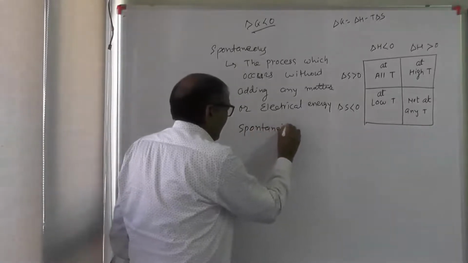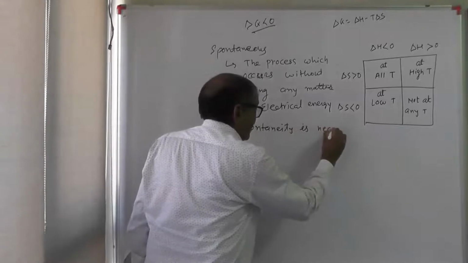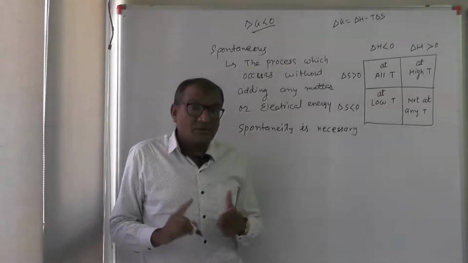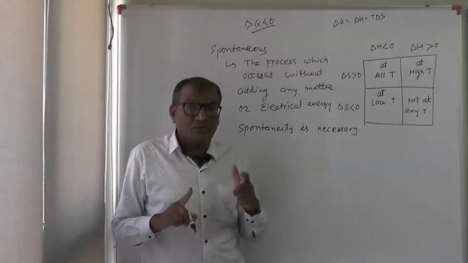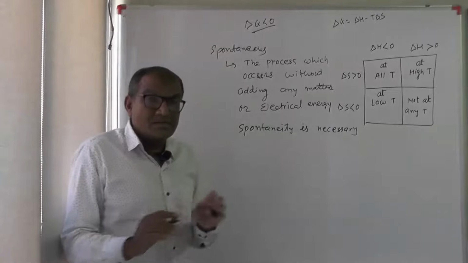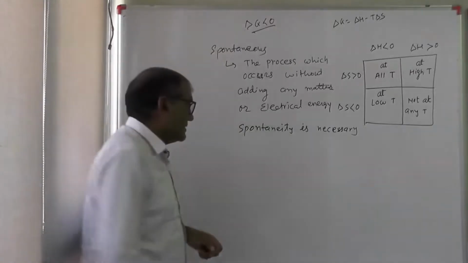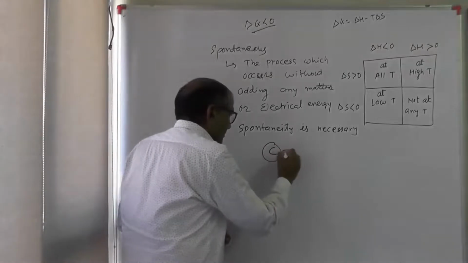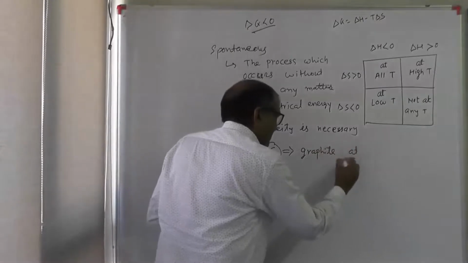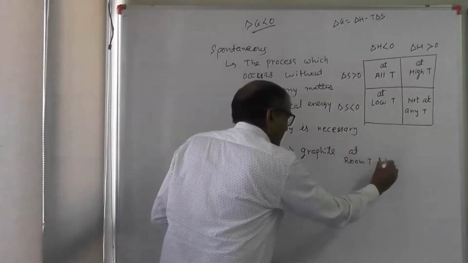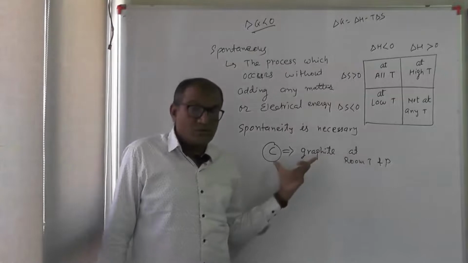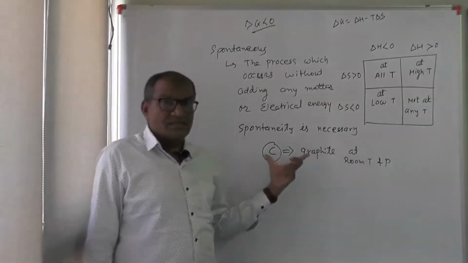Spontaneity is necessary, but not a sufficient condition to occur any process in reality. This is required, but it is not a sufficient condition. Let me take the example. You can convert carbon into graphite at room temperature and pressure, because Gibbs free energy is less than 0 for this process. Gibbs free energy change is negative.